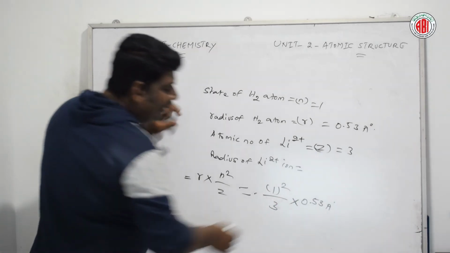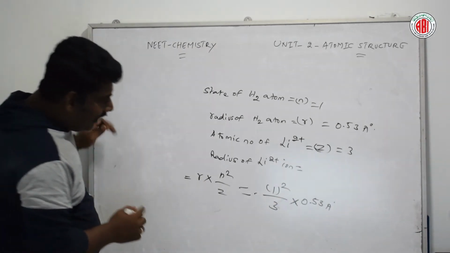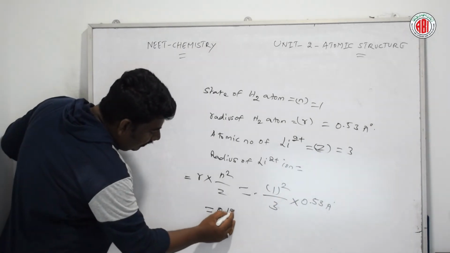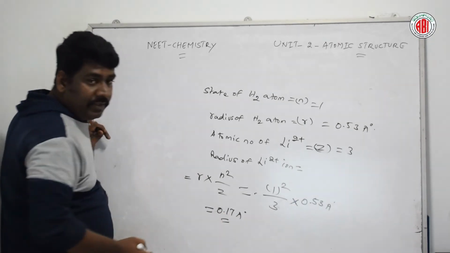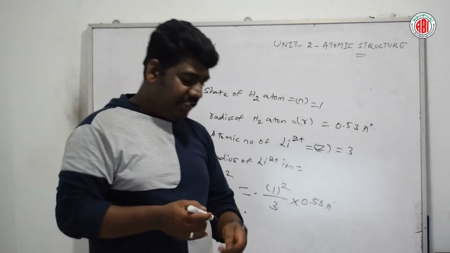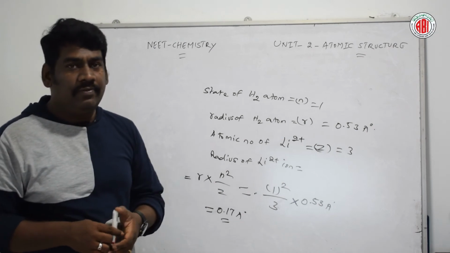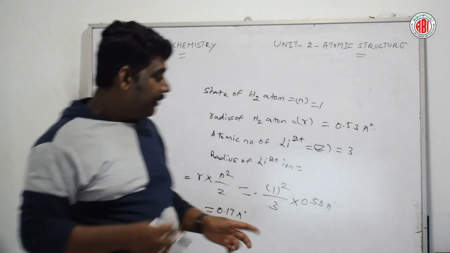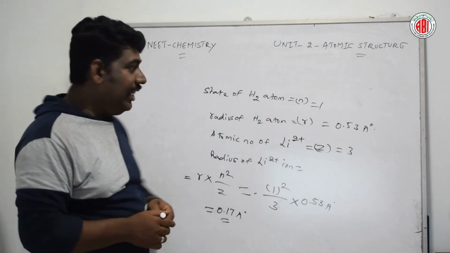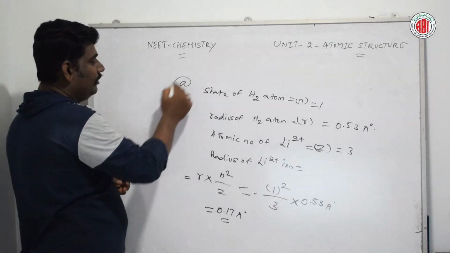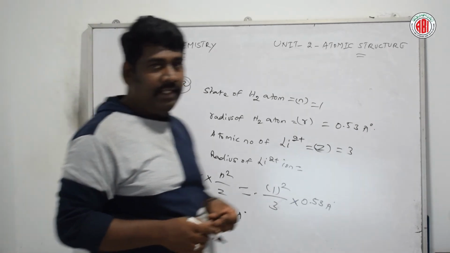Simplifying this, we get 0.17 Angstrom. So this way we can solve this problem. In this question, option A is the right answer. Now let us go for the next question.